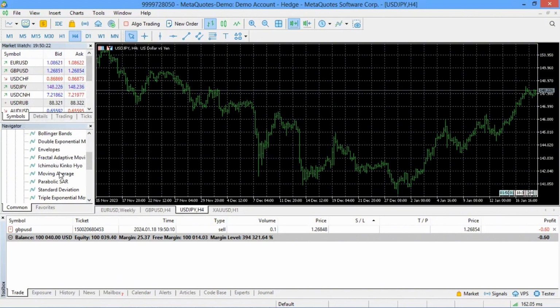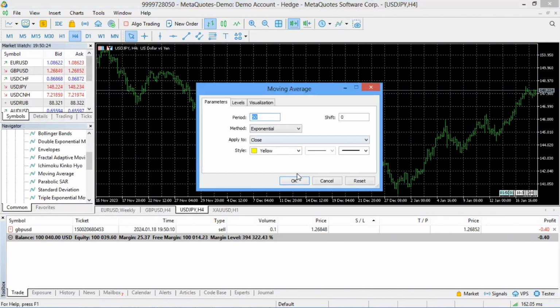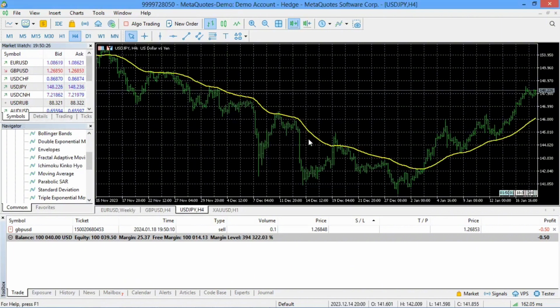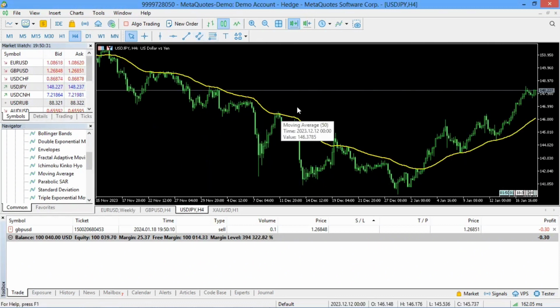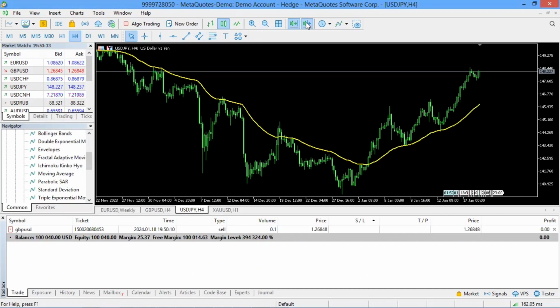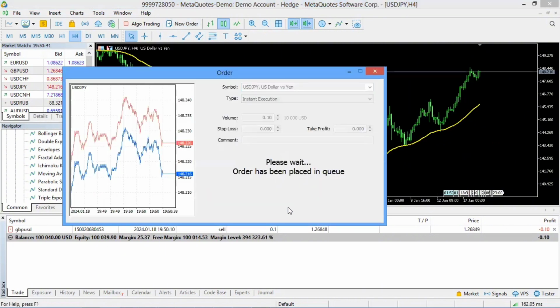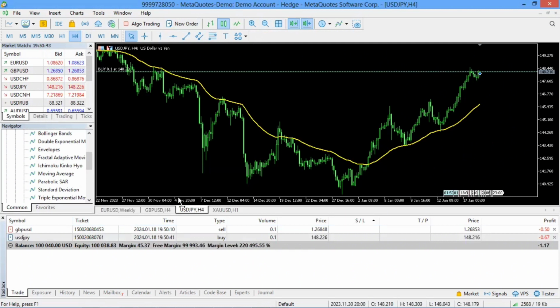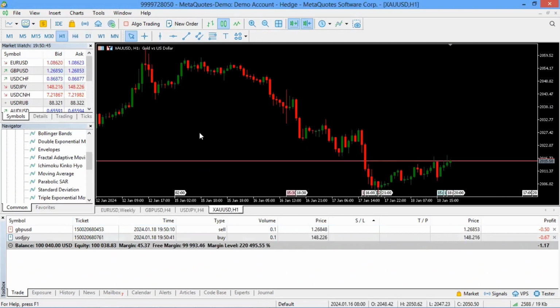Moving average. This time around, I'll drag it to the chart. Remember, I'm using H4, so I want to stick to H4. So I'm going to buy. Hope you see what I do. Okay, so let me buy. Just open several charts, open like 10 positions.